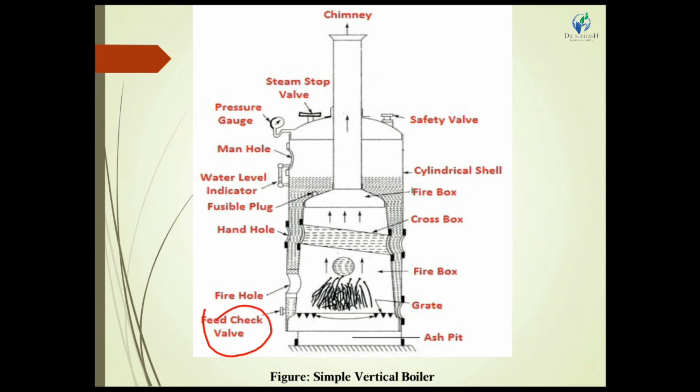This is the feed check valve. The feed check valve gives water inlet to the boiler to maintain the water level inside the boiler, because some of the water is converted into steam, and the steam comes out of the boiler for useful work. The working of the feed check valve is to give water input to the boiler. Fire hole: the fire hole is the primary air input to the firebox to complete ignition inside the firebox.